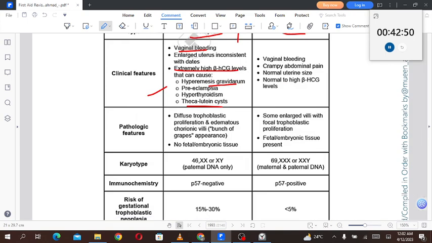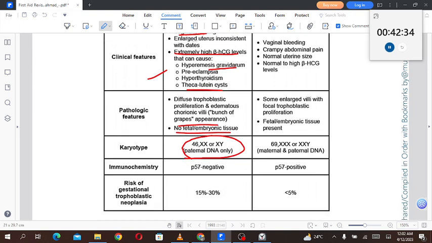Pathologic features: diffuse trophoblastic proliferation and hydropic chorionic villi, bunch of grapes appearance. No fetal or embryonic tissue is present at all. Karyotype can be either 46XX or 46XY, and that is all paternal DNA only. Then immunohistochemistry will show P57 negativity because P57 is supposed to come from the maternal chromosome, which is absent in the case of a complete mole. Risk of gestational trophoblastic neoplasia is 15 to 30%.